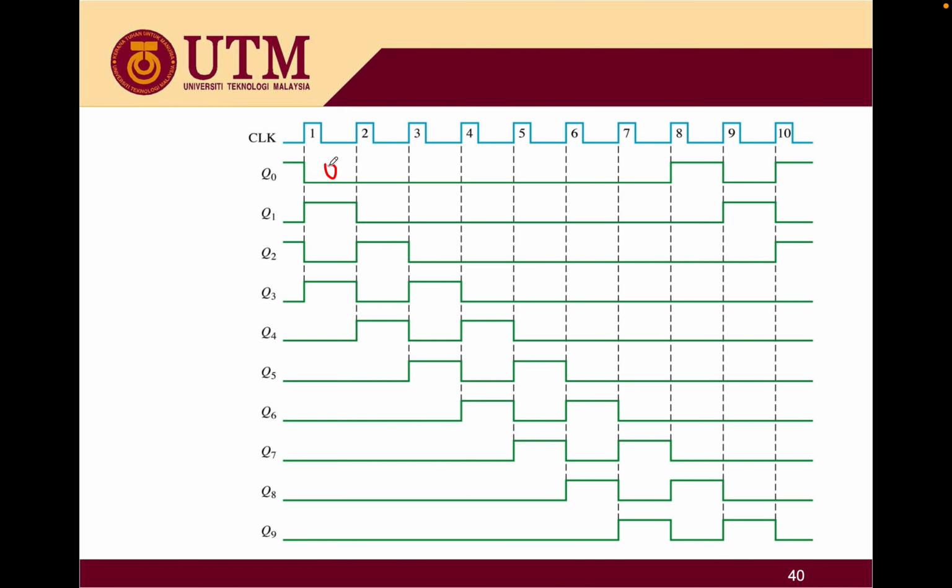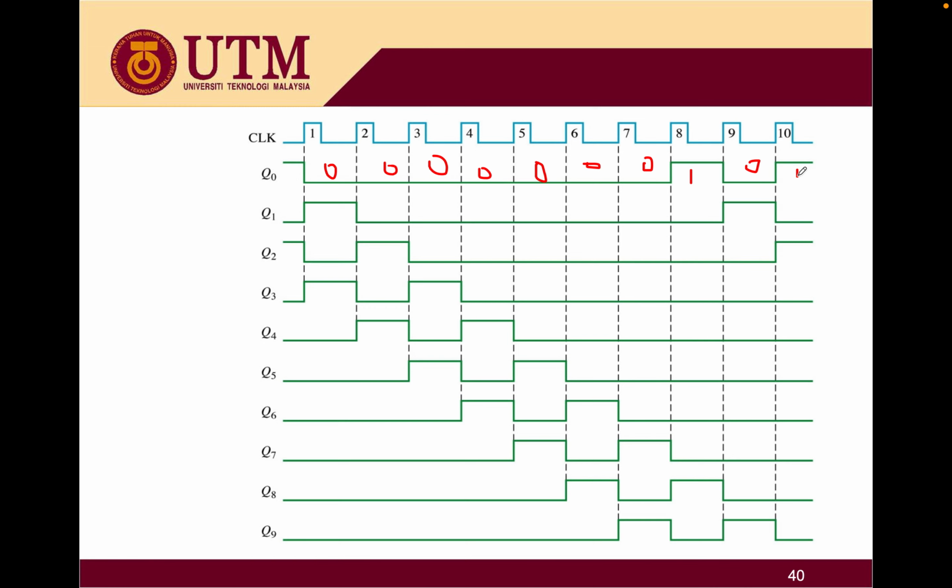Is this one MSB or LSB? 0. Okay, this is 1, 0, 1. The rest will be 0, 0, 0, 0, 0, 0. So what happened for your D1, Q1, Q2, Q3 until Q9 is going to shift everything.